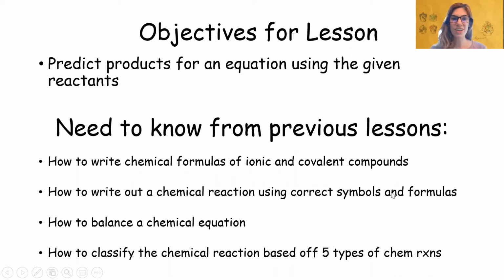Our objective for today's lesson will be to predict products of a chemical equation using just reactants. In order to be successful, the most important thing that you need to know how to do is write chemical formulas of ionic and covalent compounds. If you can't do that, then you will not be able to be successful in these other 3 criteria, and you will not be able to predict products.